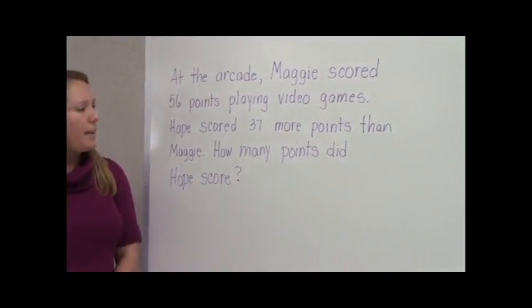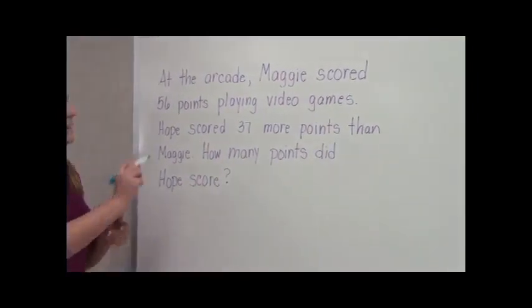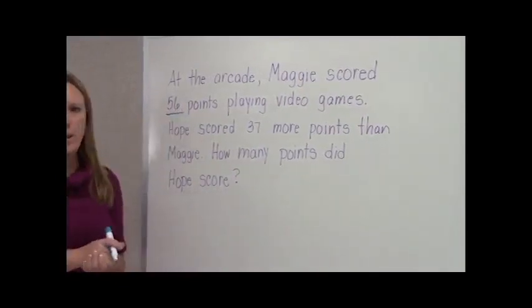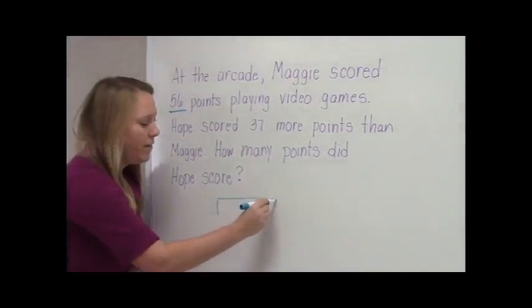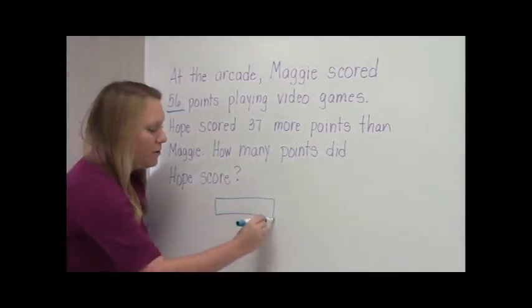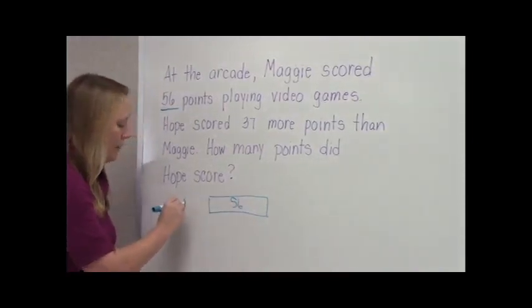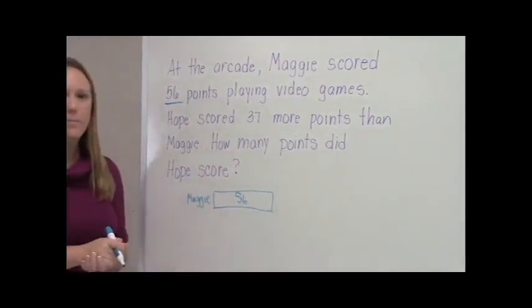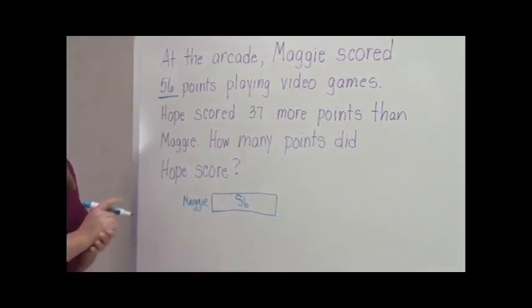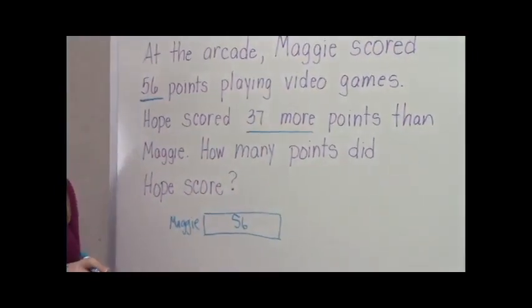So let's go back and look at our first sentence. Maggie scored 56 points playing video games. That sentence tells us that Maggie scored 56 points, so I'm going to draw a bar and label it with 56 and her name to show how many points Maggie scored. Then it says Hope scored 37 more points.